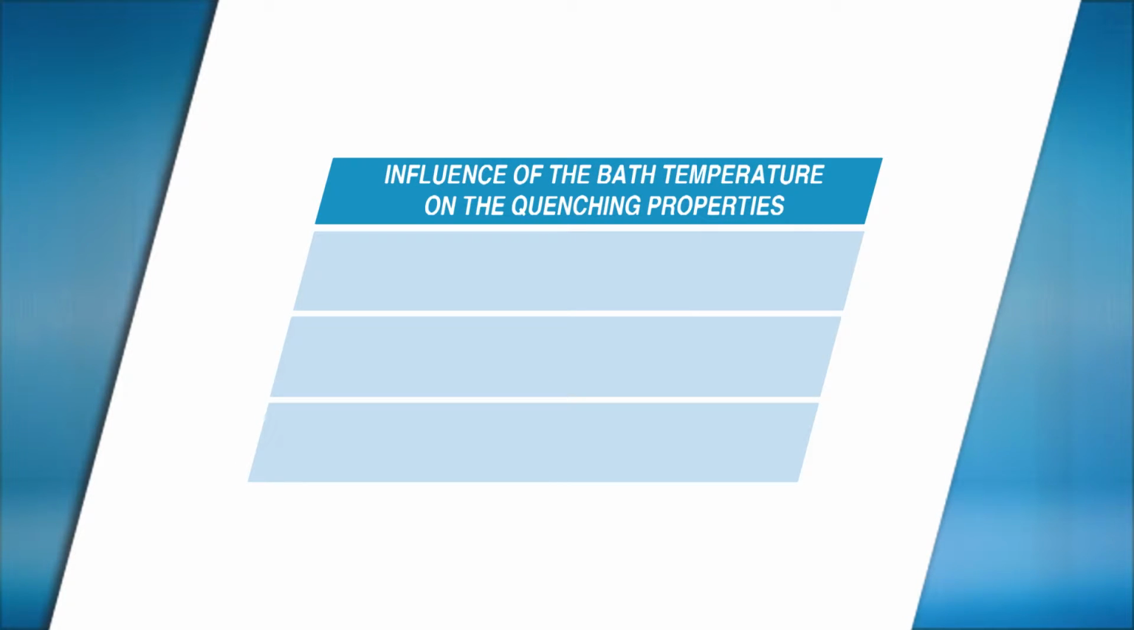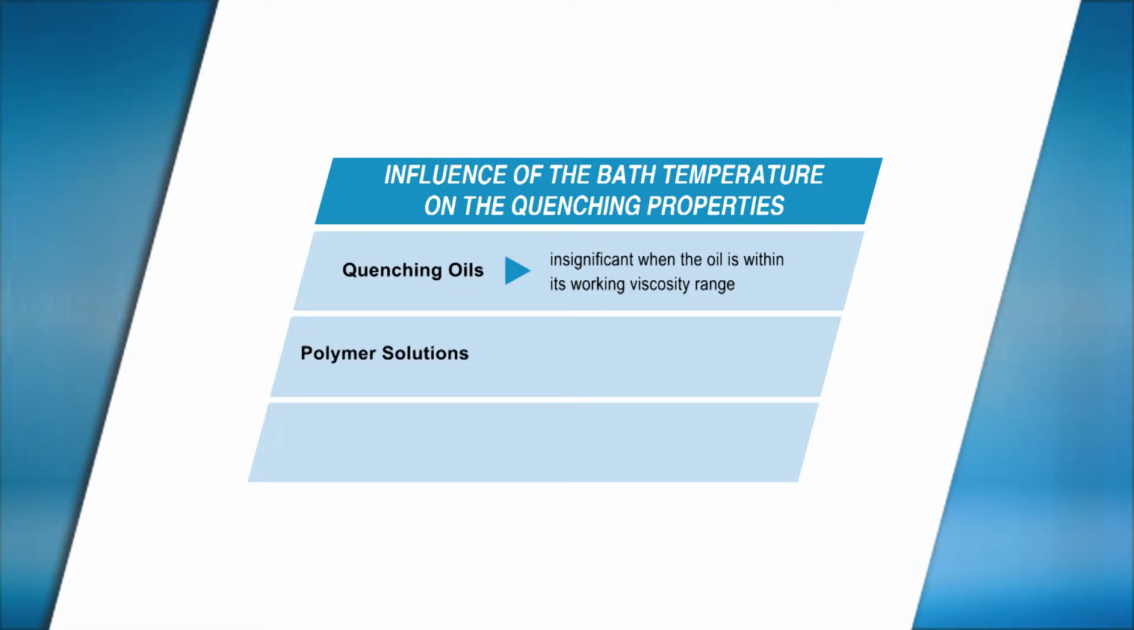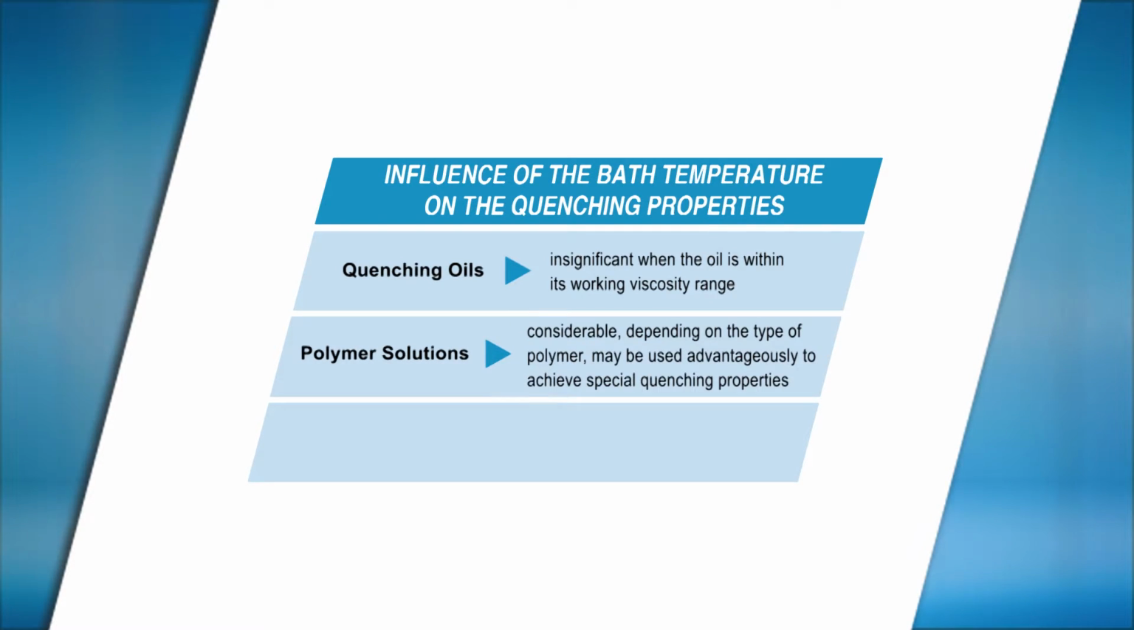Let us once again review the influence of bath temperature on the quenching properties. For quenching oils, the bath temperature has insignificant influence when operated within its recommended viscosity range. For polymer solutions, bath temperatures have a considerable impact on quenching properties. This can be used advantageously when quenching tool or die steels, and slow cooling is required. While quenching in water, the temperature of the water bath has a distinct effect on the quenching characteristics.